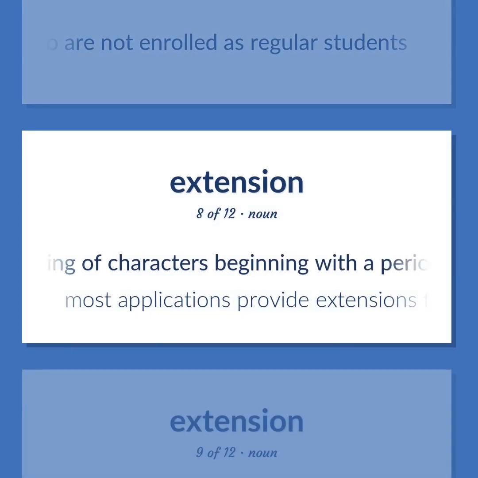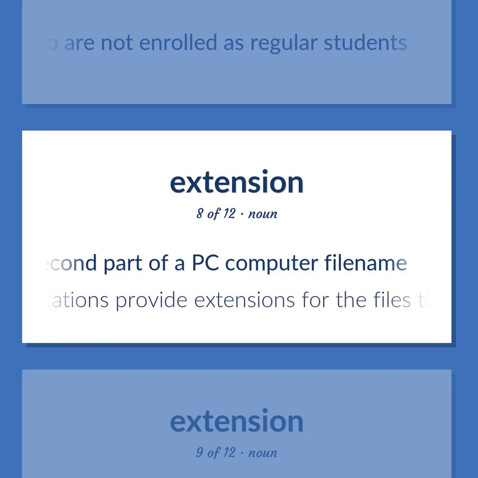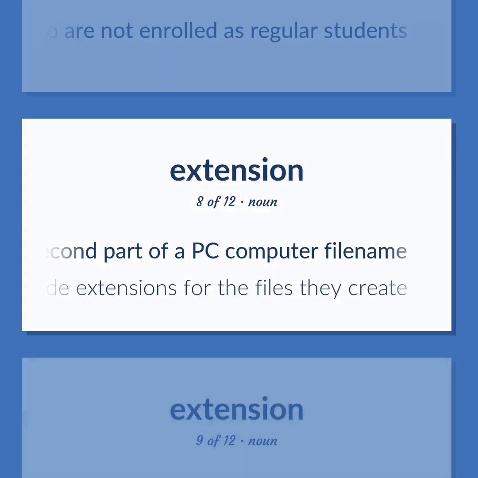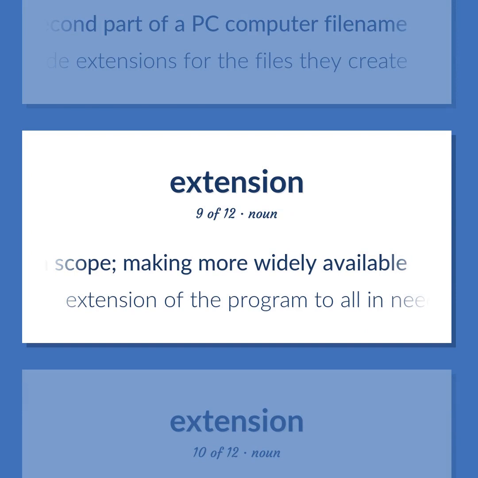A string of characters beginning with a period and followed by one or more letters. The optional second part of a PC computer file name. Most applications provide extensions for the files they create. Act of expanding in scope, making more widely available. Extension of the program to all in need.